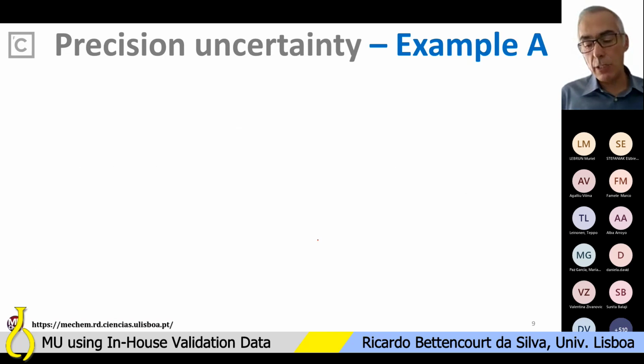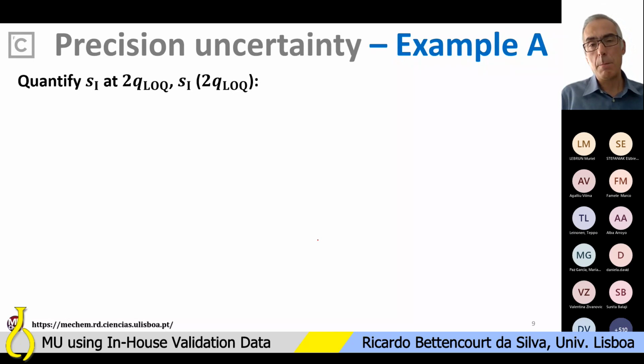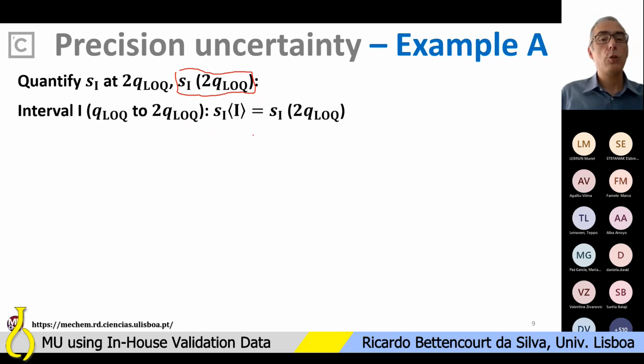Let me give you an example of the simplest way of dealing with the precision variation with the concentration. It cannot be more simple than this. If you decide to quantify the precision standard deviation at 2 times the limit of quantification, and you get this standard deviation at 2 times the limit of quantification, this is the notation there, you can use it to estimate the precision at interval 1, because it is exactly that standard deviation.